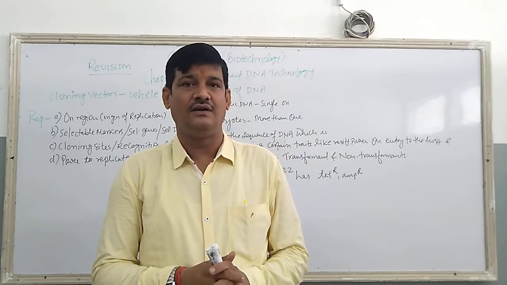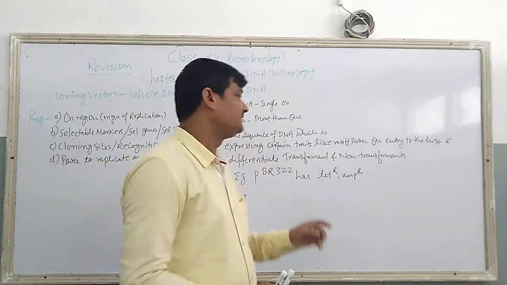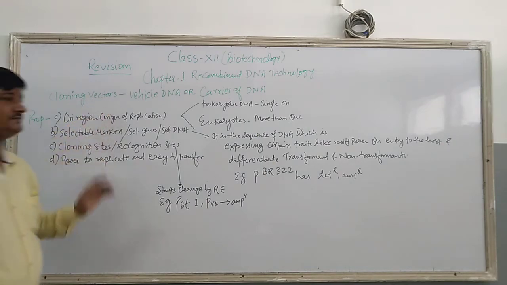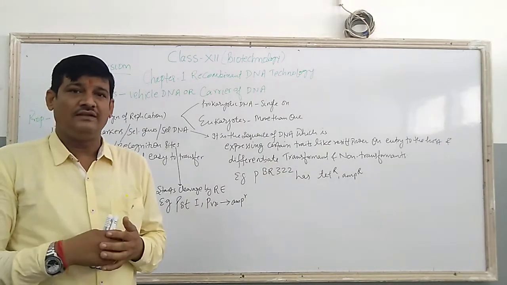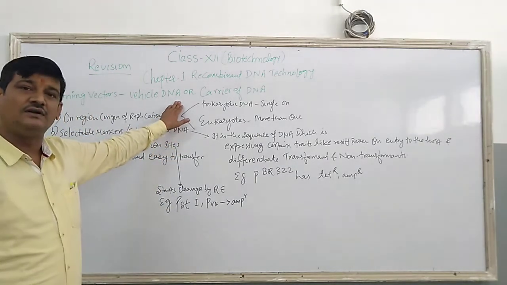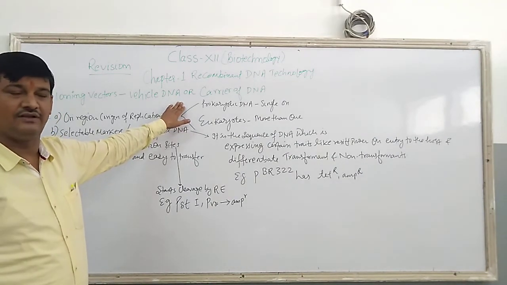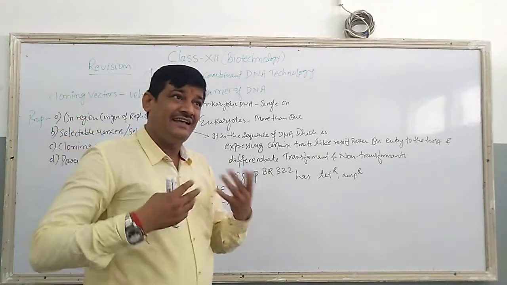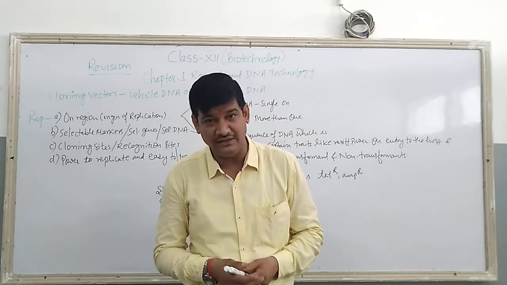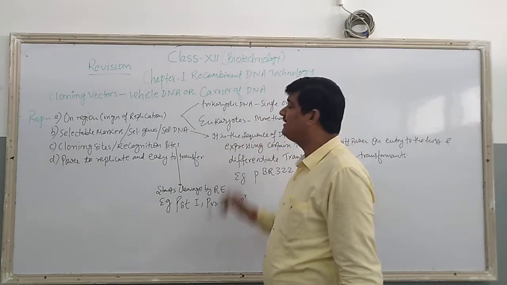Now the second one is cloning vectors. So let us see the cloning vector. Cloning vectors are the device, the thing which helps to transport the DNA from one organism to another organism. Cloning vector itself is a DNA molecule. Therefore, we call it vehicle DNA or carrier of the DNA.